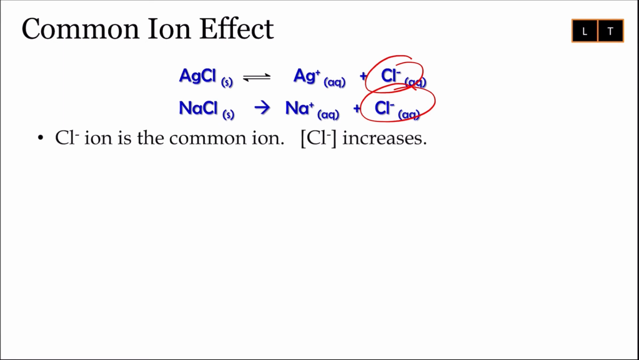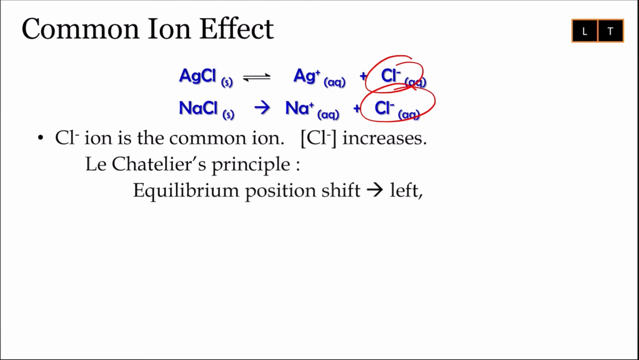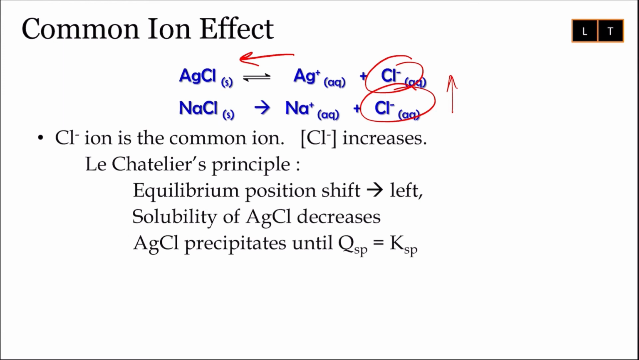So as we know that Cl- is our common ion. So bila dia tambah dengan salt, concentration Cl- akan makin bertambah. So according to Le Chatelier's principle, the equilibrium position will shift to the left because ion ni bertambah, dia akan cuba shift to the left. So bila dia shift to the left, solubility of AgCl akan makin berkurang, di mana AgCl akan menghasilkan precipitate sehinggalah nilai QSP bersamaan dengan KSP.